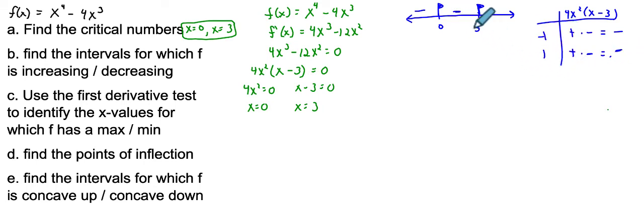And then I'm going to try something greater than 3. Let's look at 4. 4 squared is 16. 16 times 4 is definitely a positive number. 4 minus 3 is a positive number. Positive times a positive is equal to positive. Okay. So this tells me that this is my derivative.